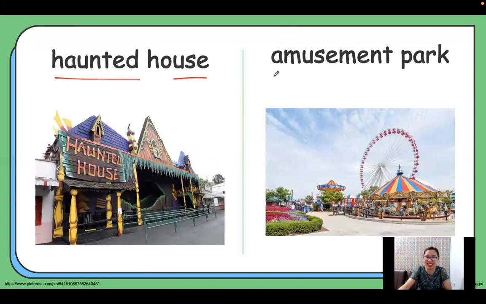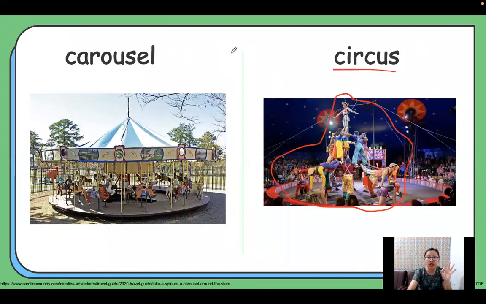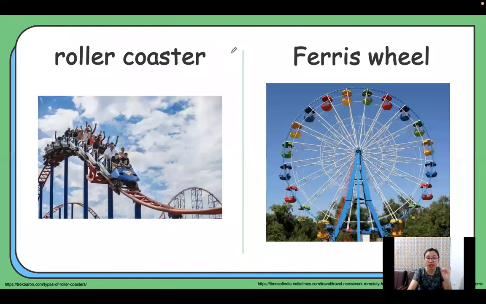Next one is amusement park. From the term, amuse, like wow. All of the rides we talked about, the 5 rides in an attraction, haunted house, circus, carousel, Ferris wheel, roller coaster, can be found in an amusement park.